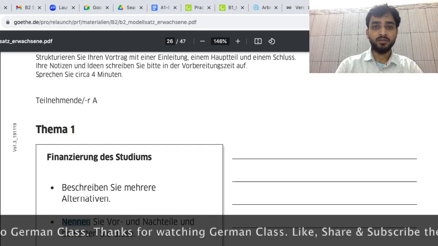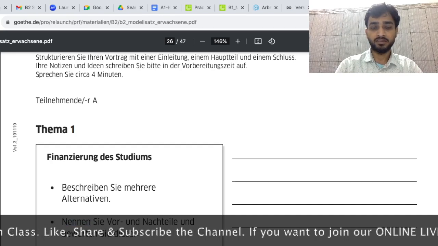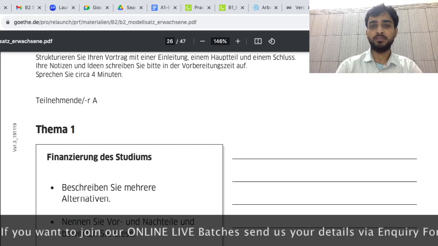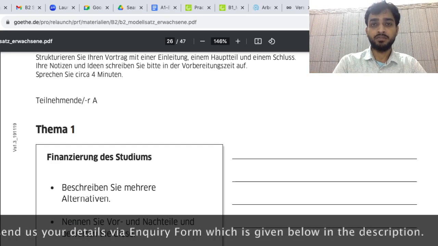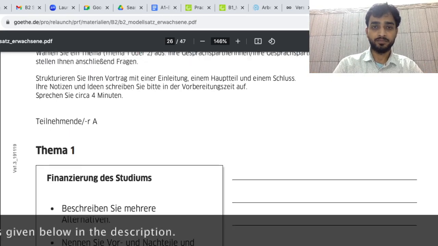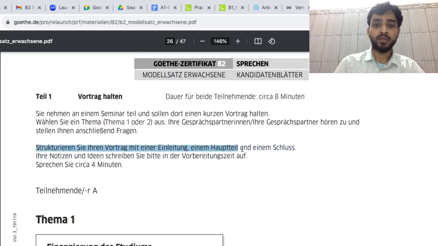And then: nennen Sie Vor- und Nachteile. You have to tell the advantages and disadvantages. And in the end, you have to describe one possibility exactly. You say different alternatives, but in the end, you will talk about one possibility genauer, in detail. But before that, how will you start? Strukturieren Sie Ihren Vortrag mit einer Einleitung, Hauptteil und einem Schluss.